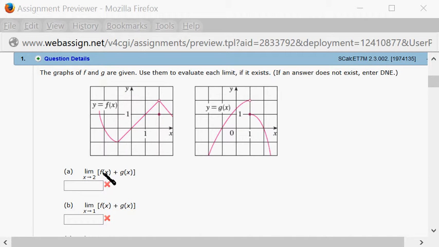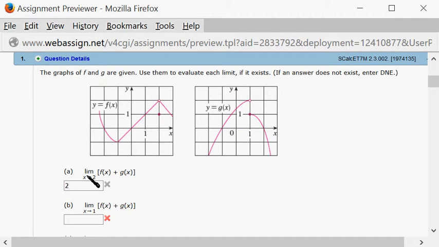So about f of x, this is the picture. As x approaches 2, it looks like the limit is going to be 2, so you're going to have 2 here. And for g of x, as x approaches 2, g is approaching 0. So it's 2 plus 0, which is going to be 2.